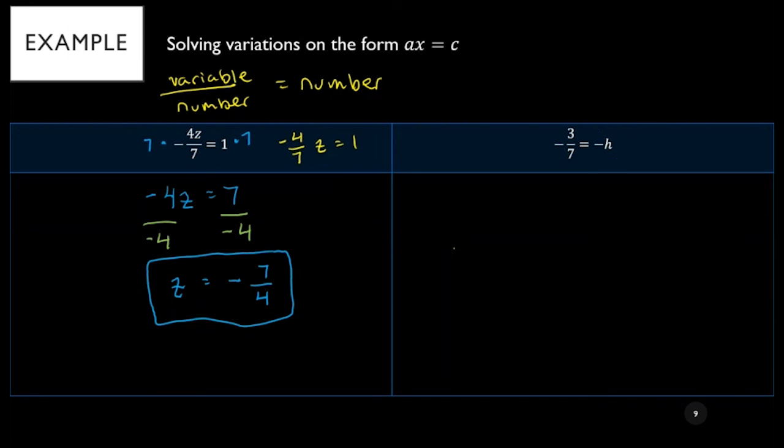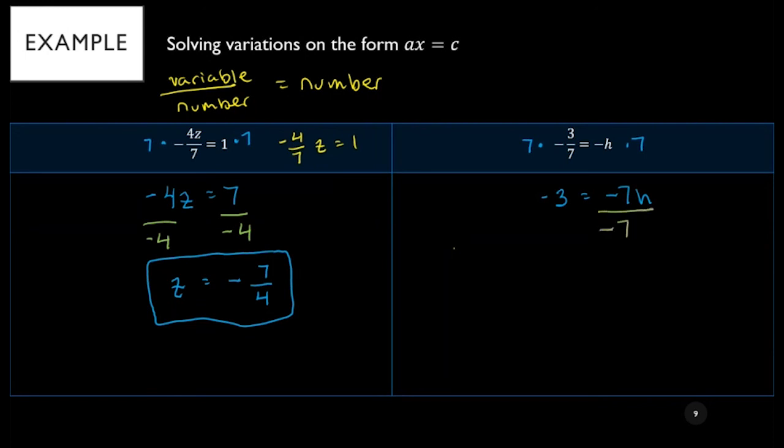If you tried to multiply both sides by 7 because you've got a fraction and want to get rid of it, I use the dot to show the multiplication so it doesn't look like a variable. You end up with -3 equals -7h. And now you've got to get rid of this -7 in front of the h.